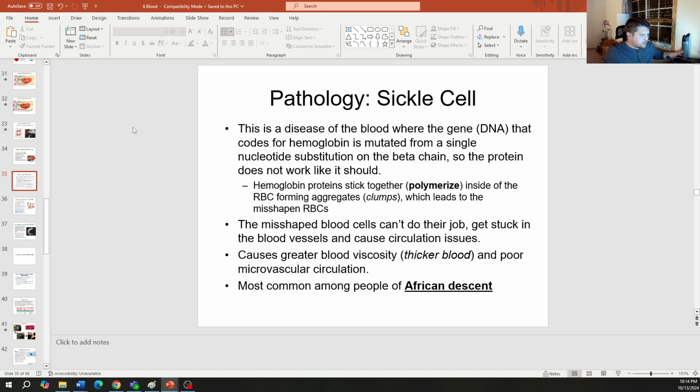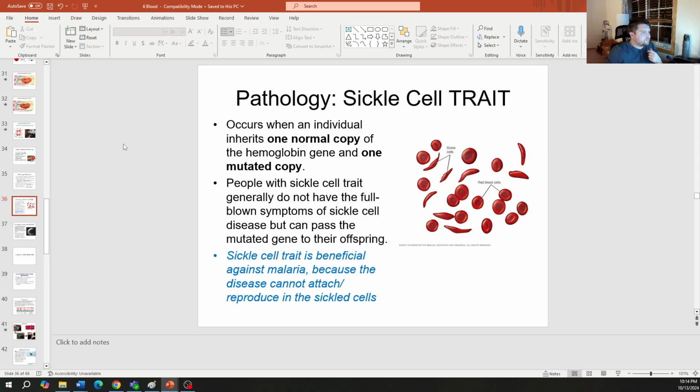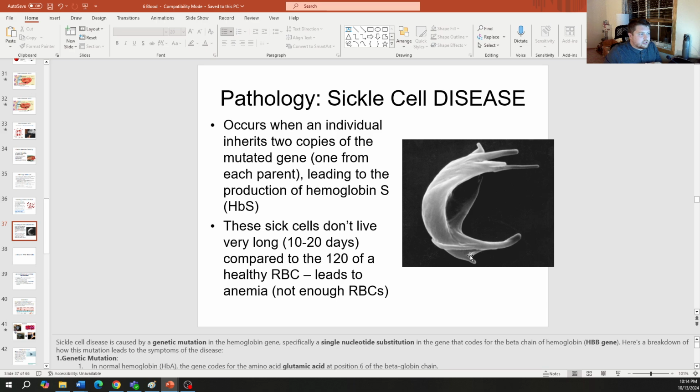Among other issues, the blood can be thicker, so it doesn't move as well, and it can get stuck in some of the smaller vasculature, because they have the big clumps in them, they can't bend as nicely. So we can see these sickle cell blood cells, how they look. Instead of a nice biconcave disc, they're kind of flat like this. They're just misshapen.